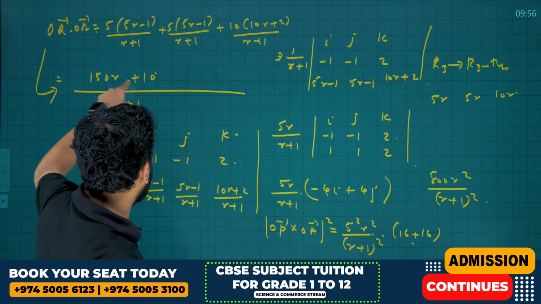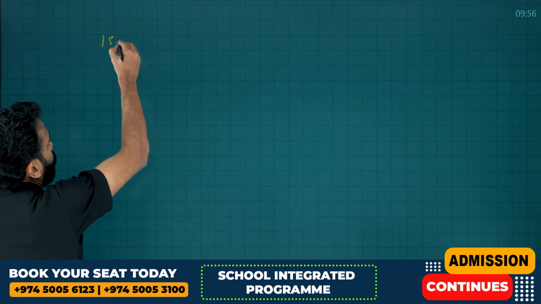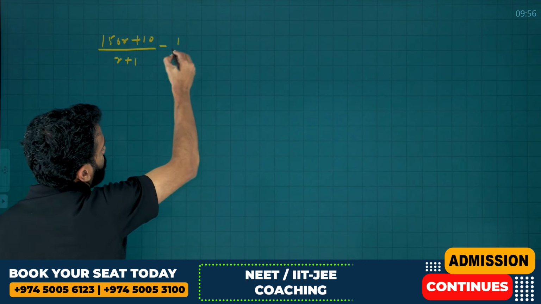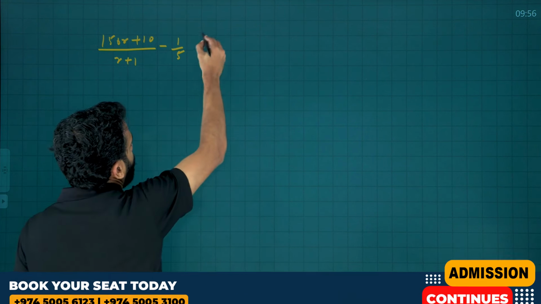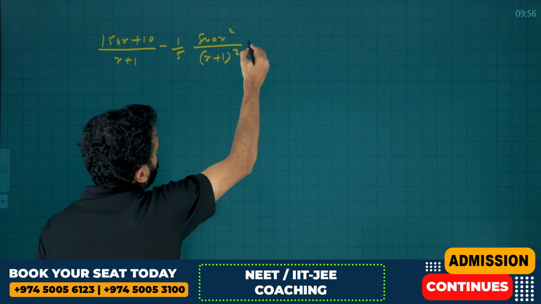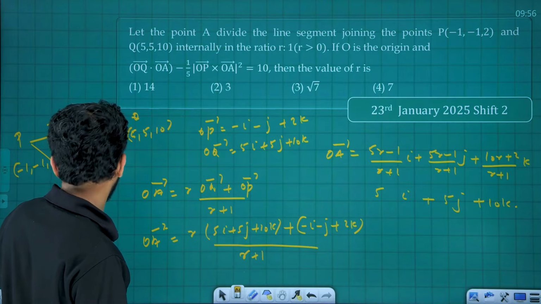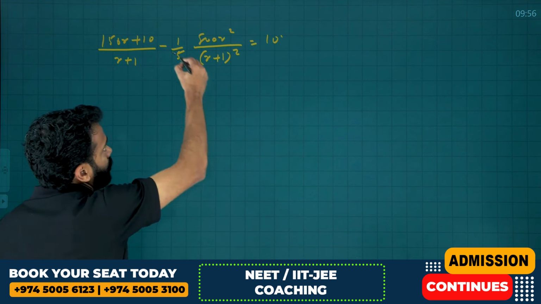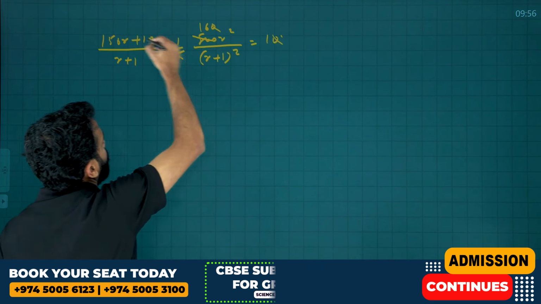This is 150r plus 10 by r plus 1, right? That is, it will be (150r plus 10) divided by (r plus 1) minus 1 by 5 into vector OP cross vector OA, the whole square, and it will be 800r square divided by (r plus 1) the whole square, which is equal to, what was the value? I think it's 10. Yeah, it's 10. We can cancel this 5 and this will get 160. And we can cancel 0 from here, here and here as well.